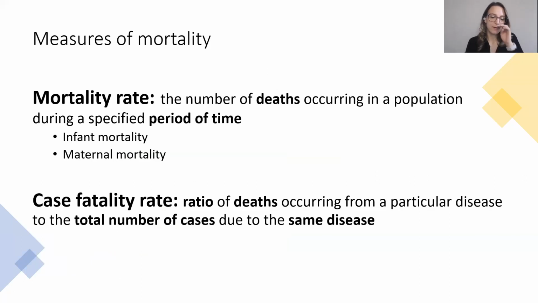Now we'll talk about some measures of mortality. So the mortality rate is the number of deaths occurring in a population during some specific period of time. You can further subset that into infant mortality, for example, or maternal mortality. And there are many other types of mortality that other people might be interested in or that you might come across in other studies. There's also something that we call the case fatality rate, and that is the ratio of deaths that occur from some sort of disease to the total number of cases due to the same disease. So many of you will probably come across these in various health studies.